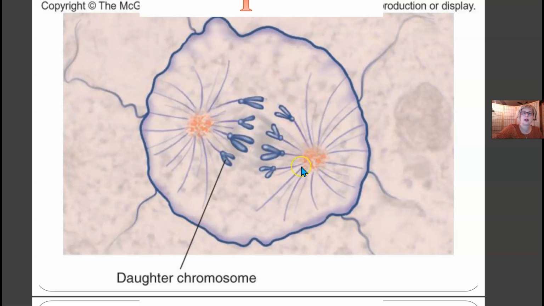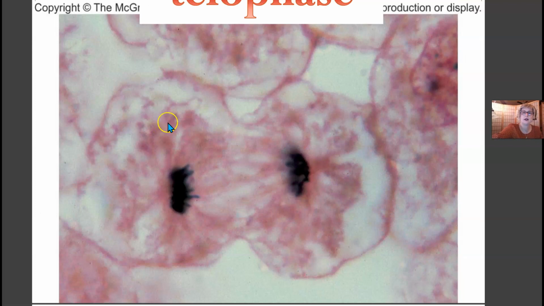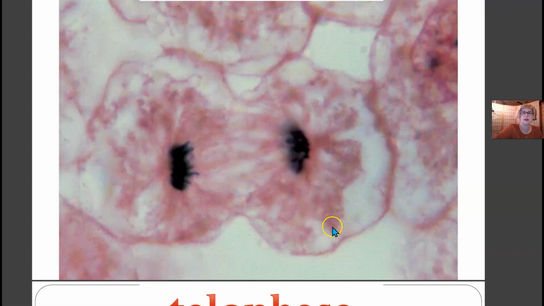Telophase, you can see the cleavage furrow forming here. The cell is pinching in. There are your chromosomes. And you can see how the spindles are still visible.